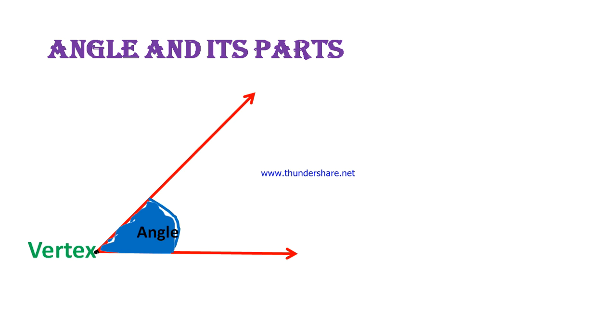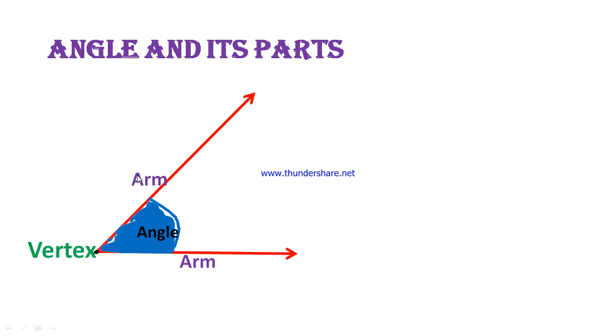So the definition for angle: when two rays meet at a point, the meeting point is called the vertex. At the vertex only we get an angle. And one more part in angles is arms. These rays we can call arms. This is one arm, and another arm, this one. So there are two arms in one angle. An arm can also be called a leg: leg 1, leg 2.